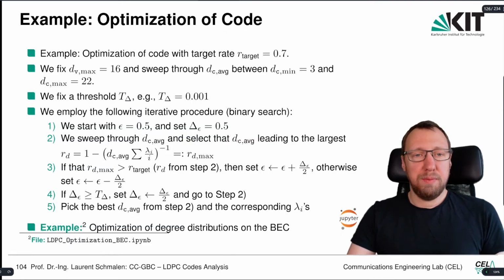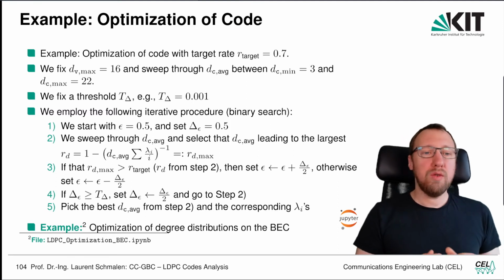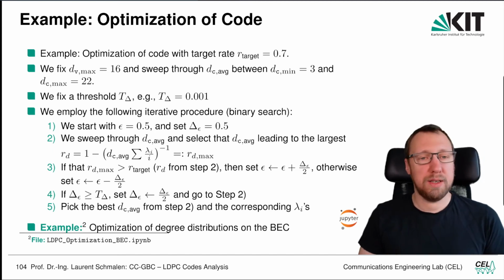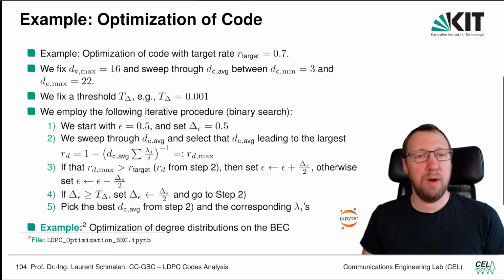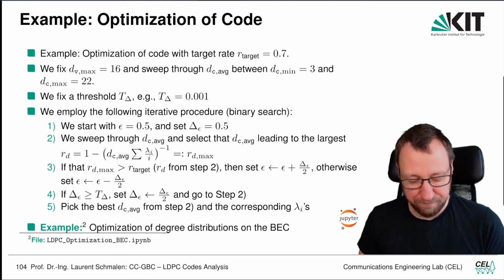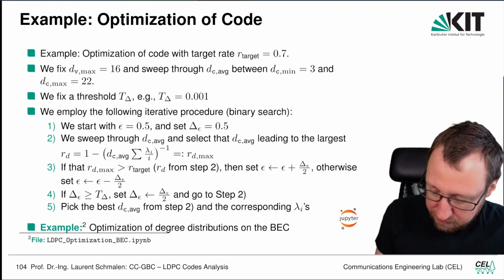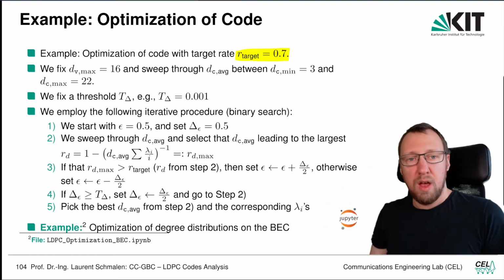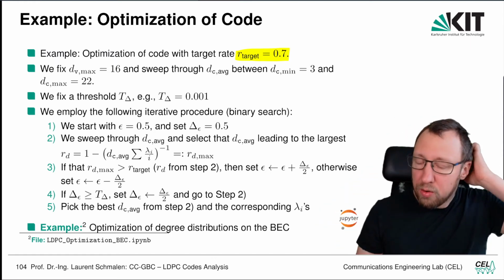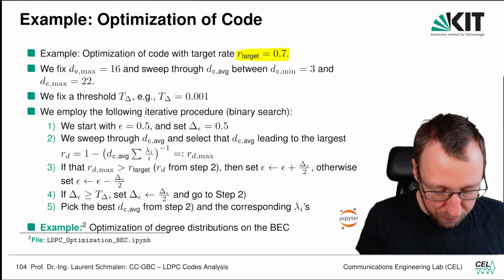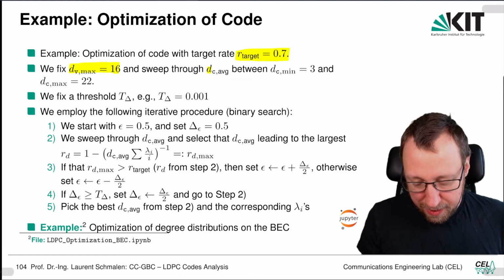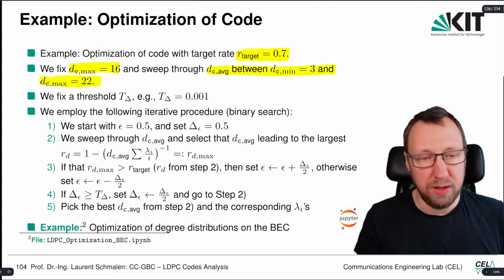So now, how does the optimization work? We use binary search, essentially. So we use an iterative procedure, and we'll show how it works with an example, because that illustrates quite well how you can do the optimization. So we would like to design a code that has a target rate of 0.7. And then we need to fix some parameter. So for instance, dV max is equal to 16. And we sweep DC average between 3 and 22.